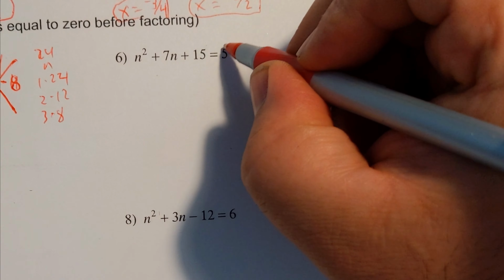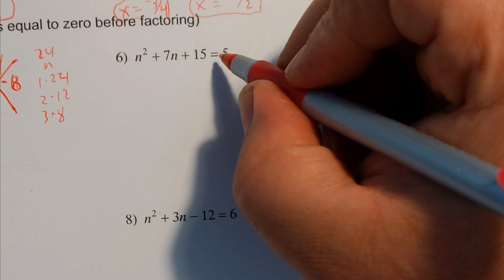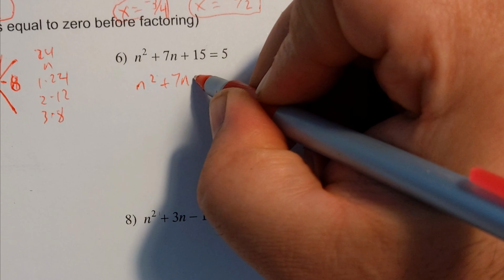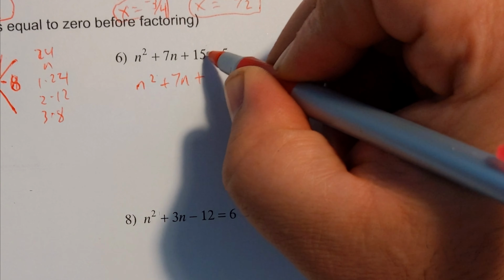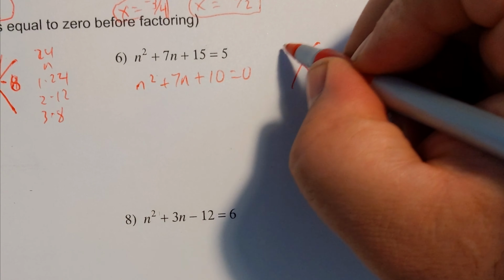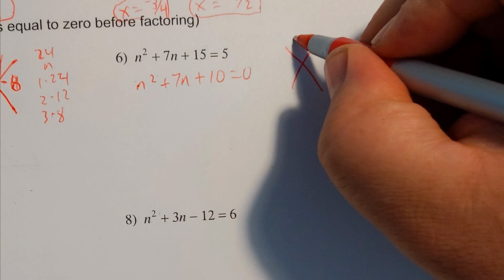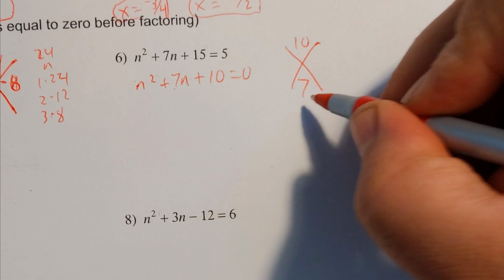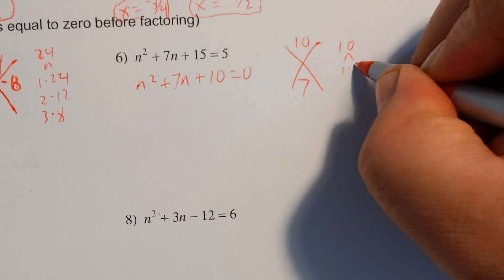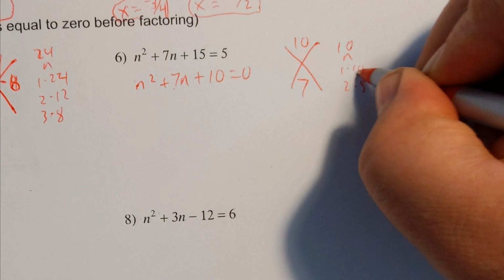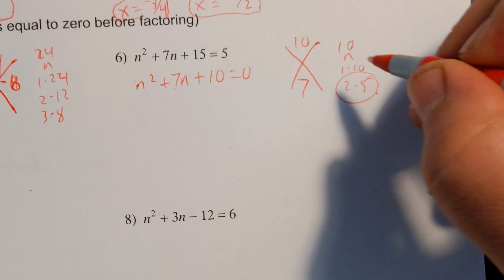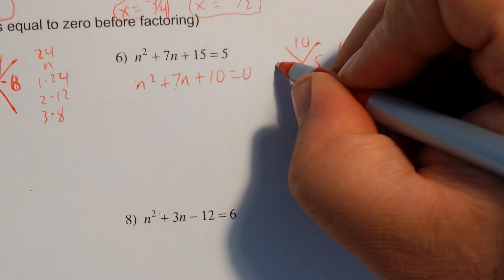Number 6, I need to move this 5 across that equal sign. I'm going to subtract 5. If I subtract 5, I'm at 10. So now the number on the top is going to be 1 times 10 is 10. The number on the bottom is going to be the 7 from the middle. 10 can be 1 times 10, or it can be 2 times 5, and that's the pair that adds up to make 7. So the 2 and the 5, they're both positive.